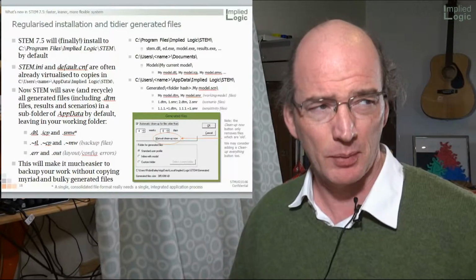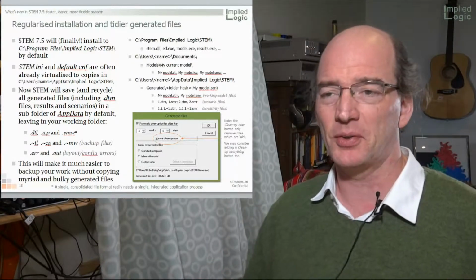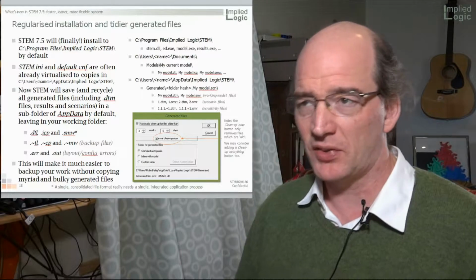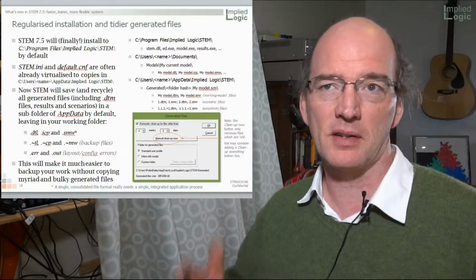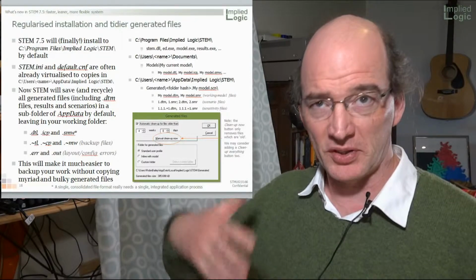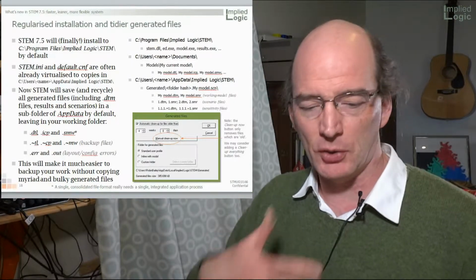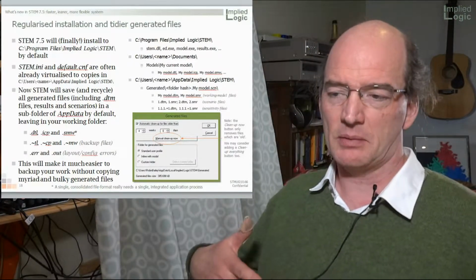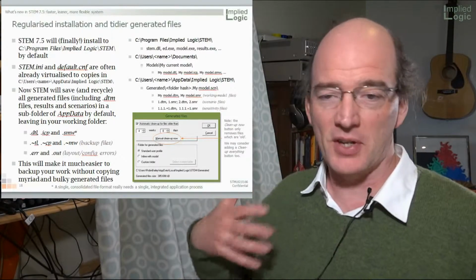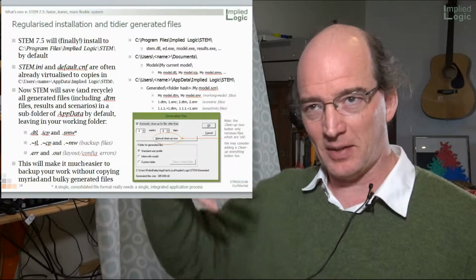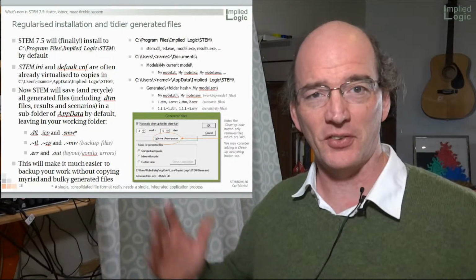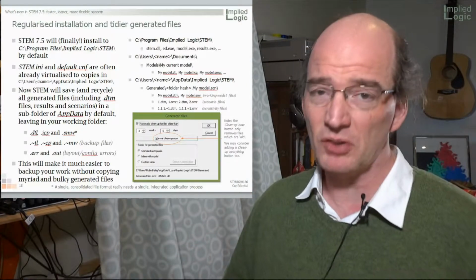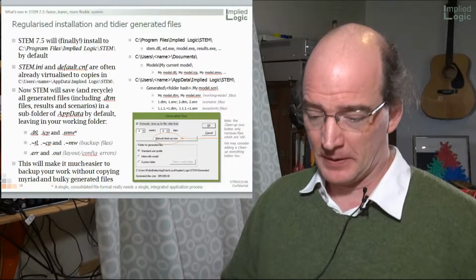Because you only have certain permissions within the Program Files folder, this means that the example models that come with STEM will no longer be installed in the same place. They will be installed under My Documents, and the STEM editor will be changed so that it looks in the appropriate folder in My Documents instead of in the STEM installation folder, so it finds all the things you're used to finding. Shouldn't really make any difference in practice.